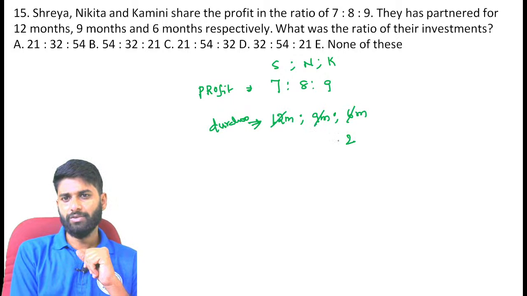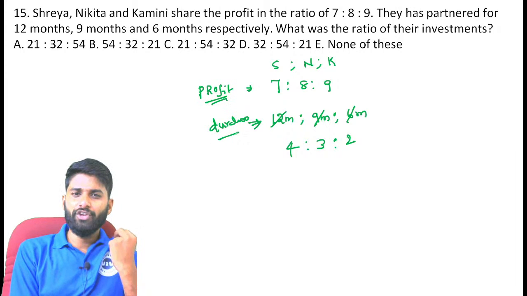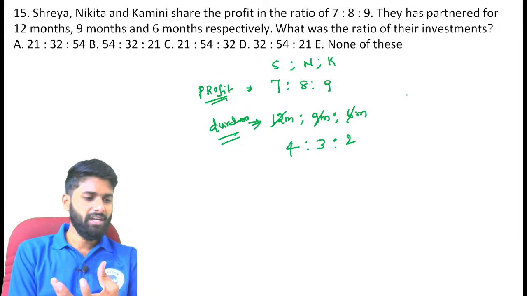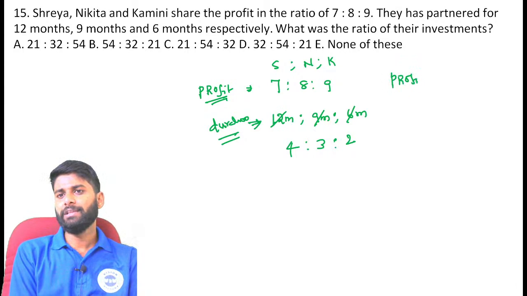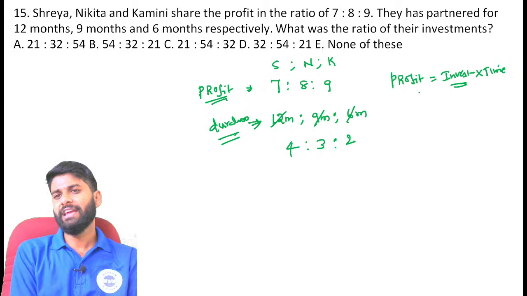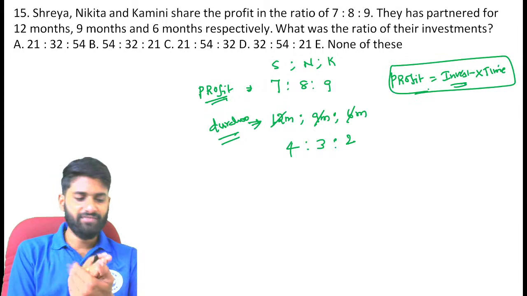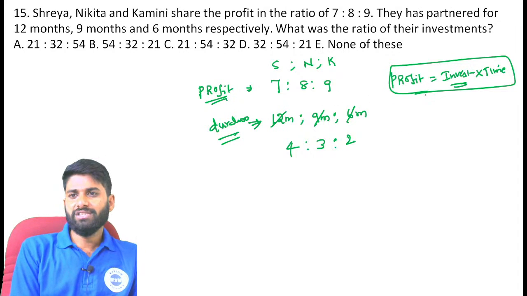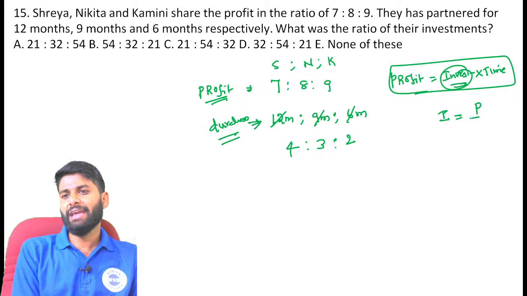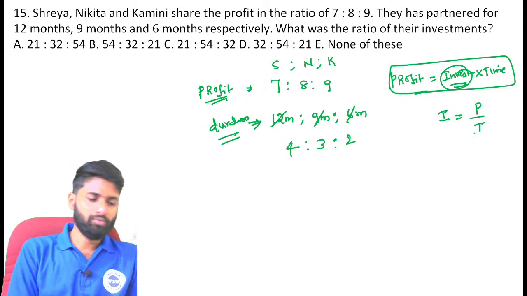See, 3 twos are 6, 3 threes are 9, 3 fours are 12. So we know the profit ratio, we know the time ratio. Generally, how are we calculating profit? Profit completely depends on the person's investment, how much they invested for a particular duration. The profit can be decided based on the investment and the duration only. They calculated profit, guys. Now we need to calculate their investment. So what is the investment? Investment can be calculated as profit divided by time period.